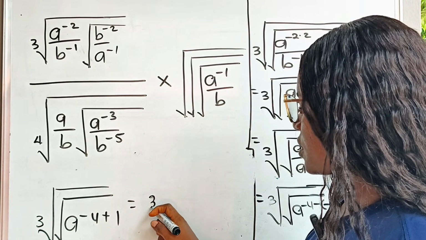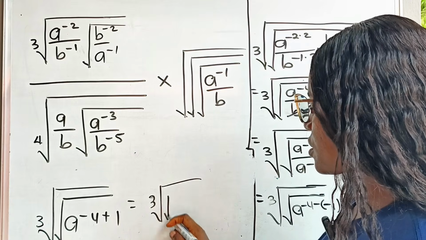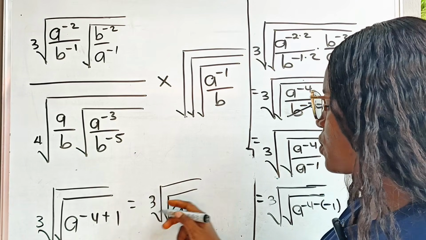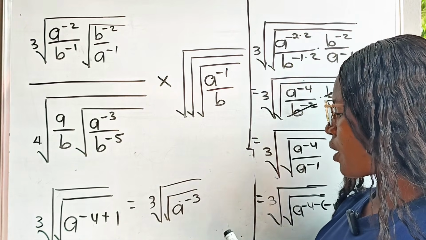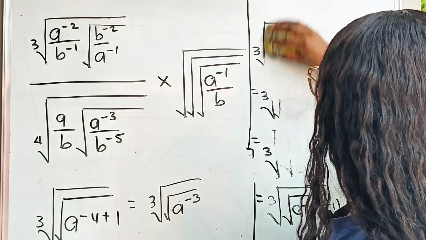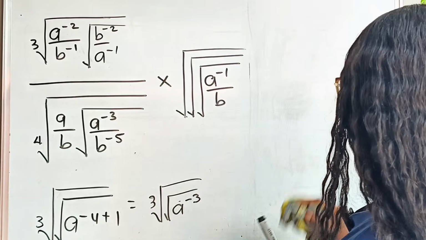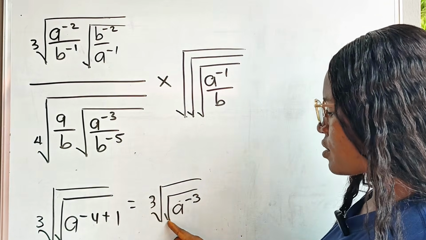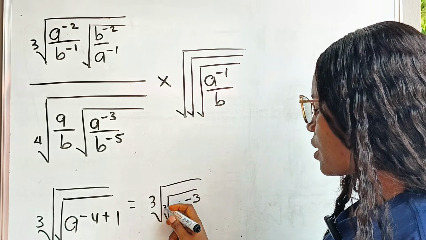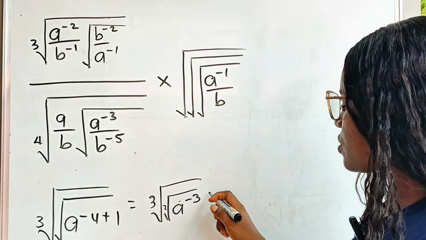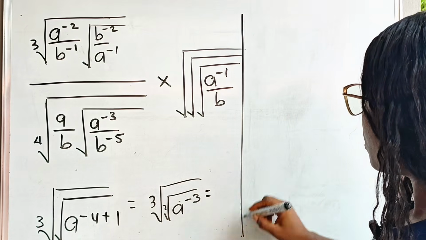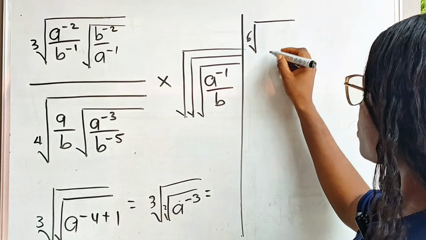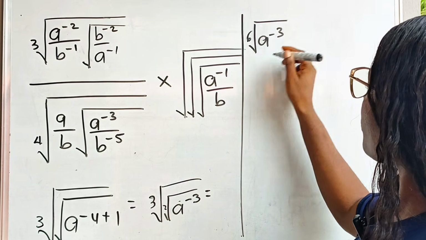So what we now have is the cube root of the square root of a to the power of negative 4 plus 1, which is negative 3. Okay, but we have cube roots and square roots. We can actually bring both of them together. 3 times 2 are 6 roots, right? So this is equal to the 6th root of a to the power of negative 3.